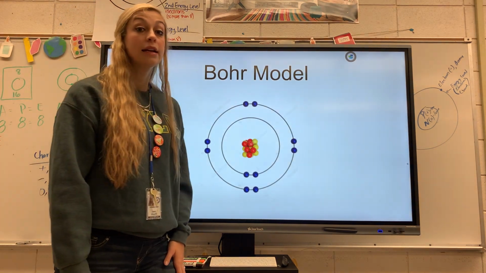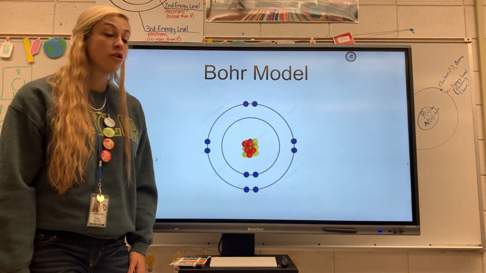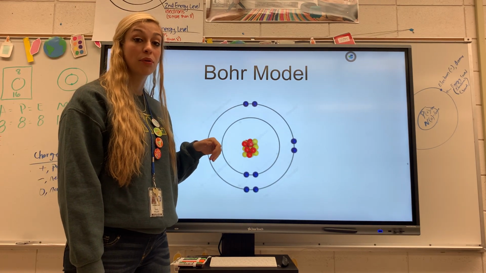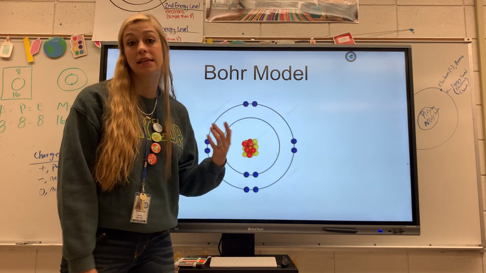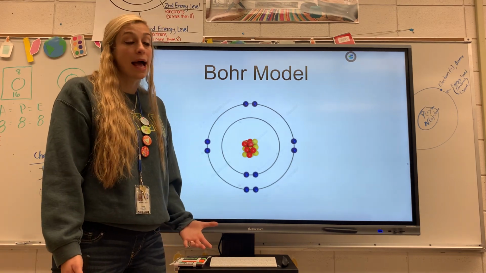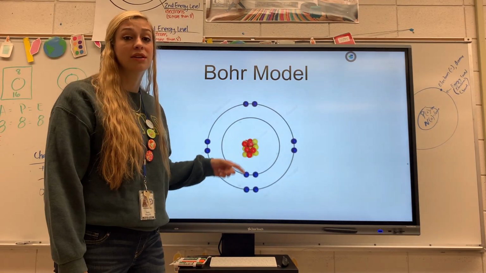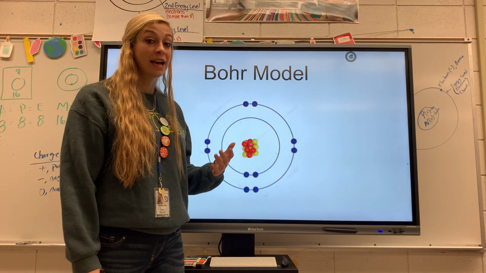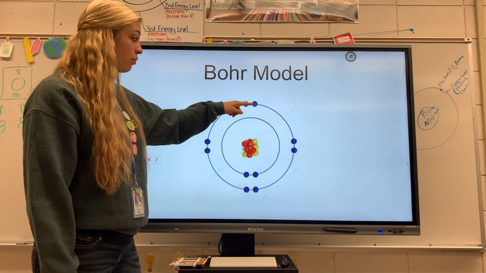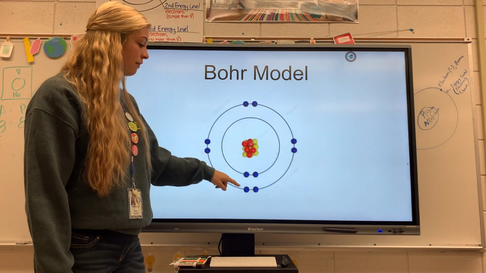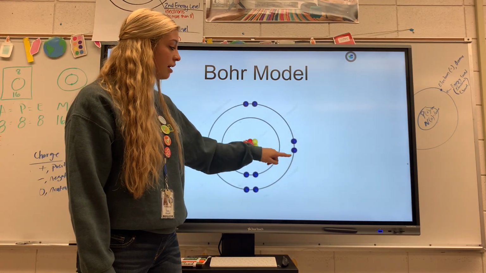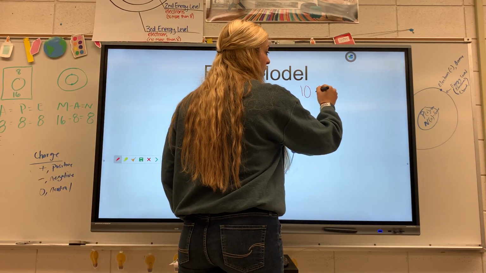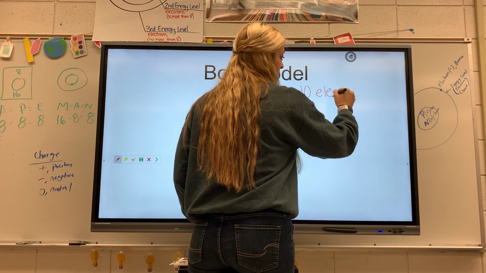Okay, next is Bohr models. Remember, Bohr models look like this, it might say the number of protons in the center, might say 16 protons, it might not. I can't count these protons because I don't even know which ones are protons, but I can count the electrons. 1, 2, 3, 4, 5, 6, 7, 8, 9, 10. So there's 10 electrons.